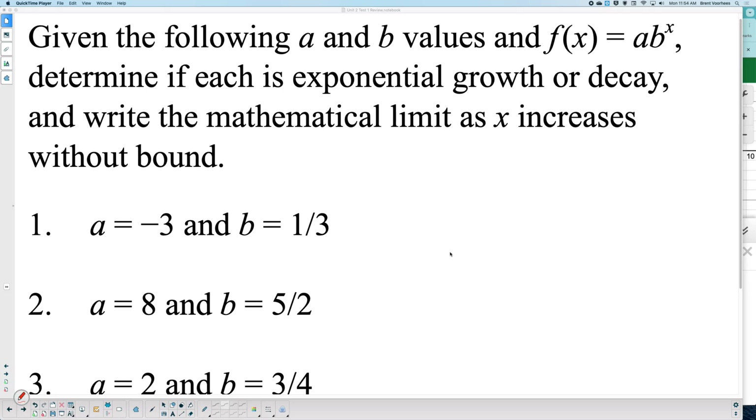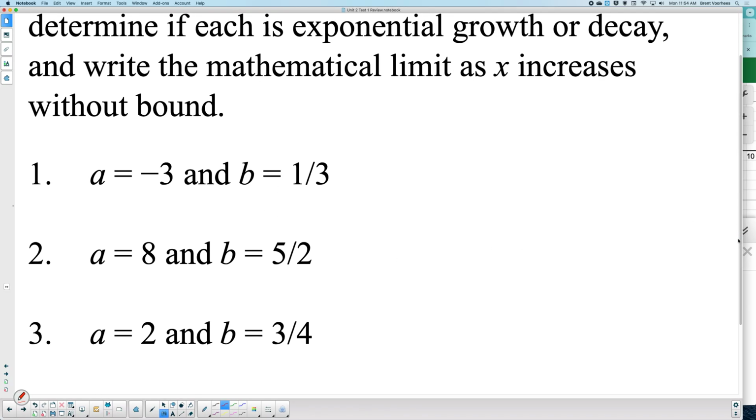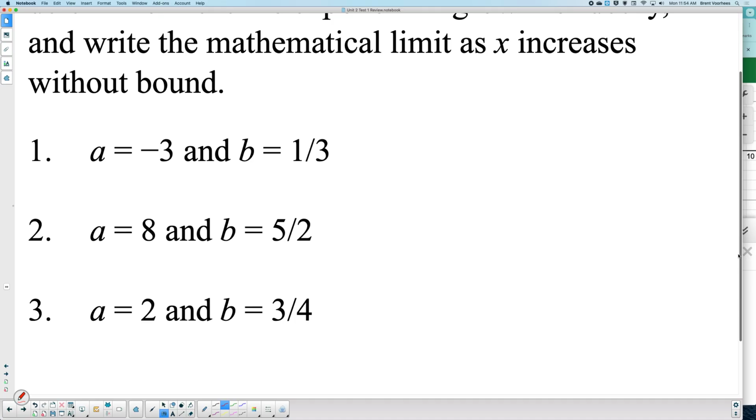So first, do you remember how to recognize if something is growth or decay? What do you look at if it's growth or decay? Less than or greater than 1. Which value? The A? No, not the A. The base. This base right here, would this be growth or decay? That base is decay, because it's less than 1. Decay is less than 1. What about 5/2? Growth. 3/4? Decay. Okay. Pretty simple there.